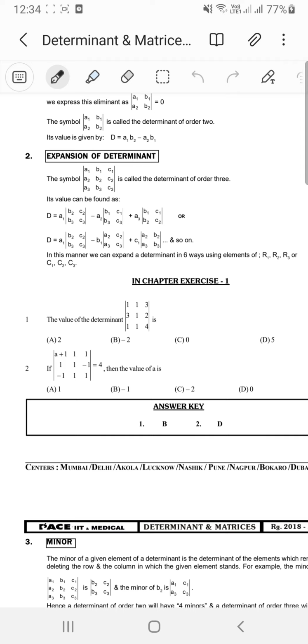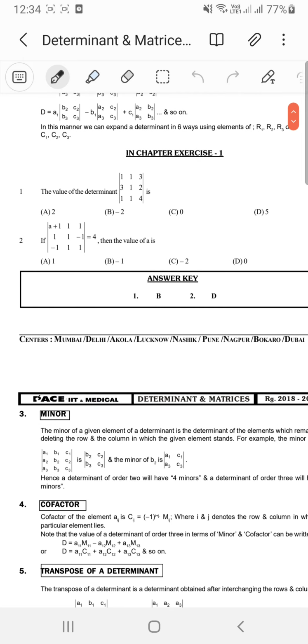the projection of a onto that b cross c vector. So it's like the height of the parallelepiped. So it's like a prism, if that makes sense, a slanted prism, right? Anyway, so in chapter exercise 1, let's do this.